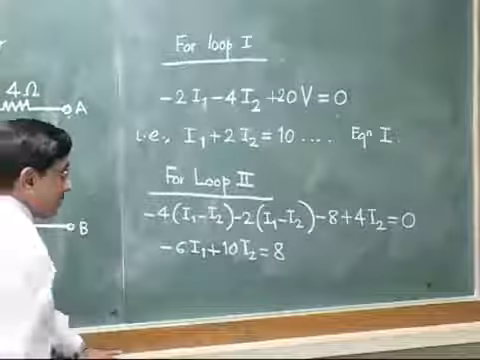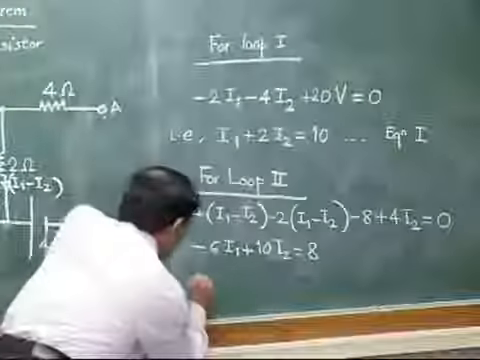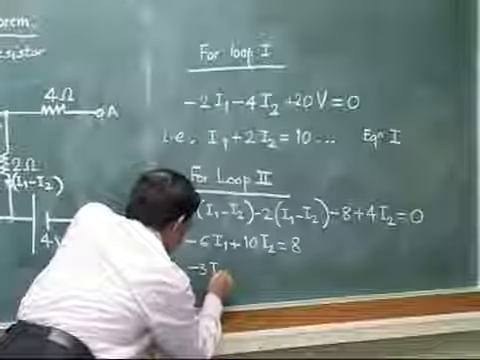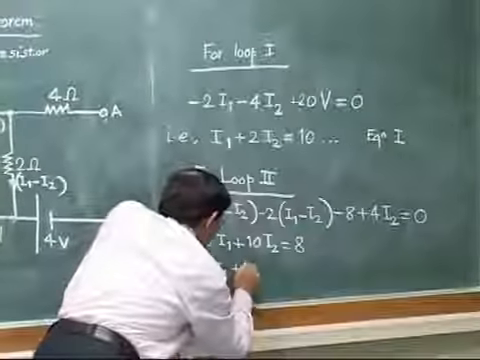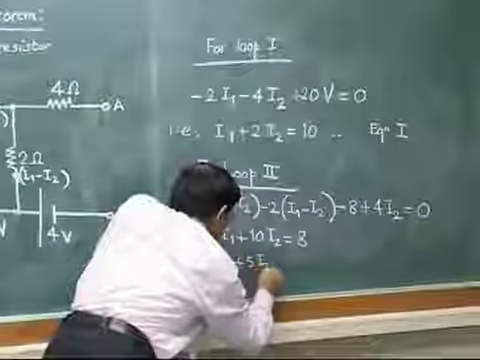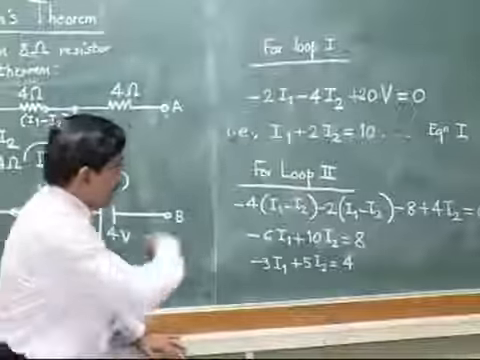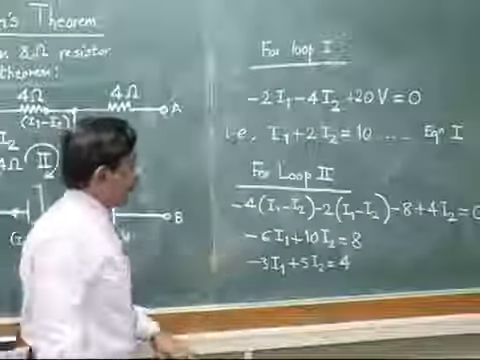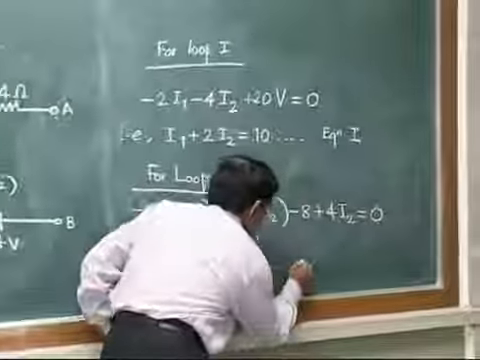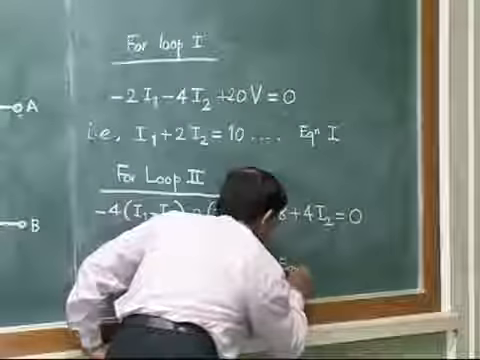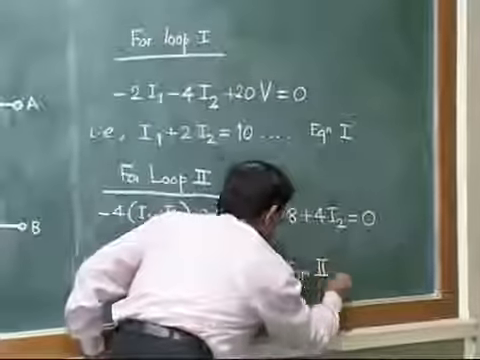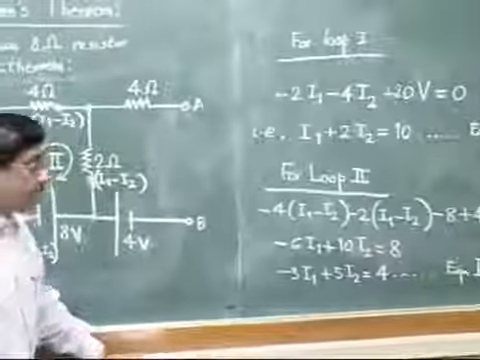Further, we can make it somewhat shorter by dividing by 2. So minus 3I1 plus 5I2 equal to 4. We cannot simplify it further, so we let it be like this, and we call this equation 2.